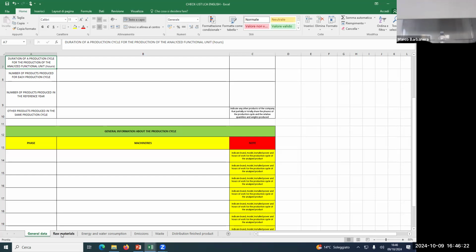Okay, so I think that for today it's all. We'll finish seeing these sheets on Friday. Okay.